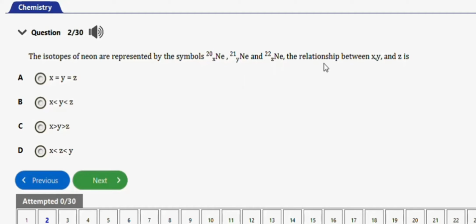Okay, the relationship between X, Y, and Z, which represent the atomic number, is the same. So X equals Y, Y equals Z. That's it for this question.